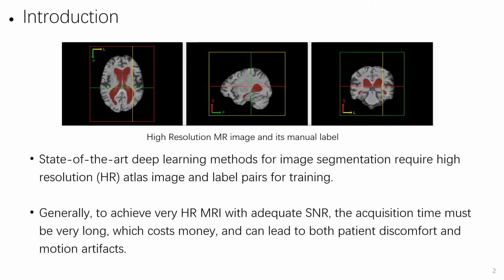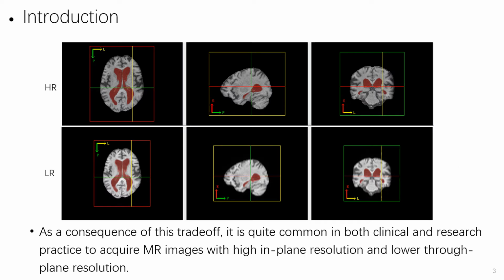We know state-of-the-art deep learning methods for image segmentation require high-resolution atlas image and label pairs for training. However, generally, in order to achieve very high-resolution MR images with adequate signal-to-noise ratio, the acquisition time must be very long, which costs money and can lead to both patient discomfort and motion artifacts. As a consequence of this trade-off, it is quite common in both clinical and research practice to acquire MR images with high in-plane resolution but lower through-plane resolution.